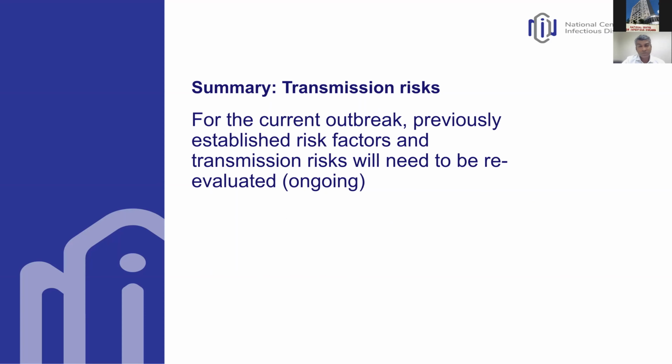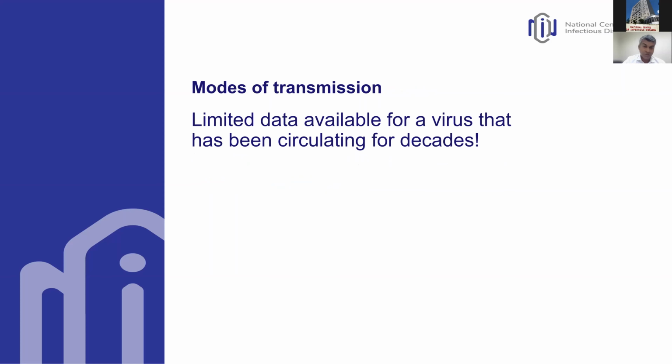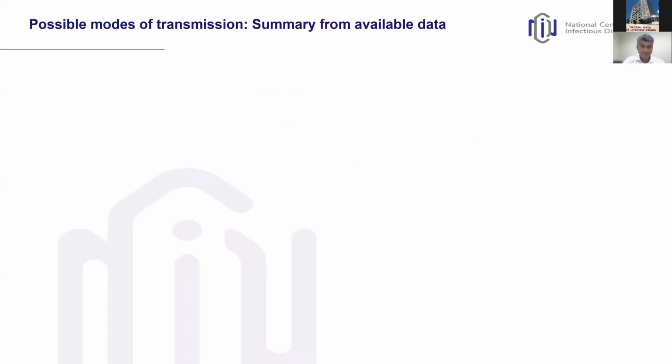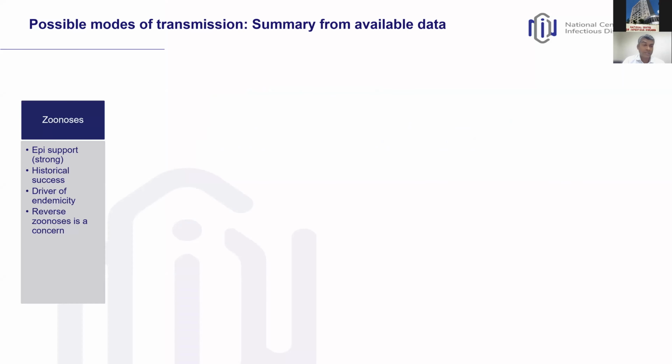The next part of transmission dynamics that I'm going to talk about is the modes of transmission. In all honesty, there's limited data available for a virus that has been circulating for decades. Since we received our first case a couple of weeks ago, we have already sampled the environment, air, water, and surfaces, but unfortunately the data is not ready for sharing at this stage. So we'll be reviewing data that is available so far in this presentation. So what are the possible modes of transmission? This is a summary from available data, and then I will show some papers.